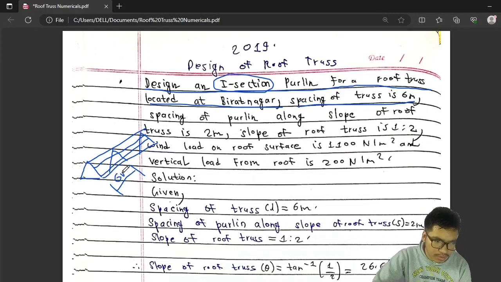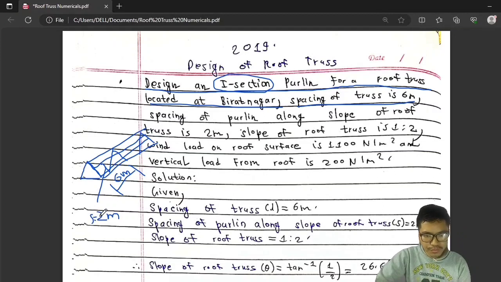The spacing of truss is 6 meter. Spacing of purlin along slope: this is the slope, so the spacing of purlin along slope, this distance, is 2 meter. Spacing is also denoted by S. Slope of roof is 1:2.